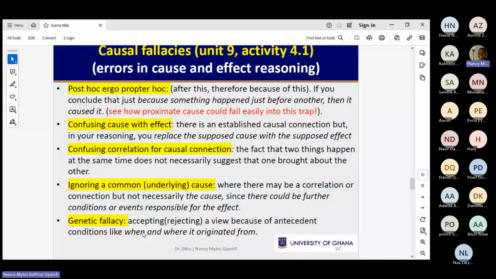So that is a very weak mind. And we call it a genetic fallacy because you are using where the person or the thing comes from to accept or reject it. Problematic. You don't reason that way. Give us actual rational grounds. On that note, I am done.